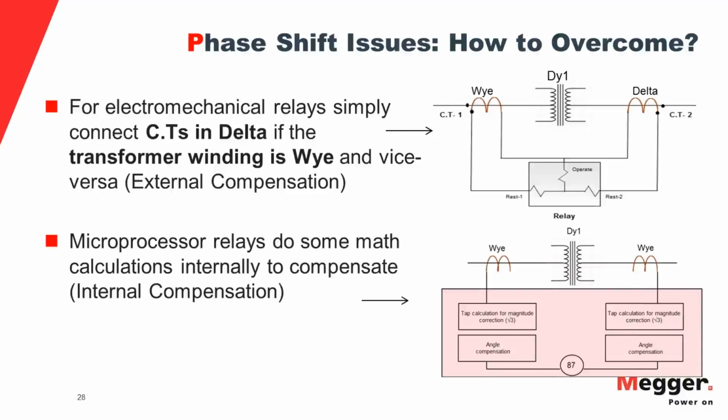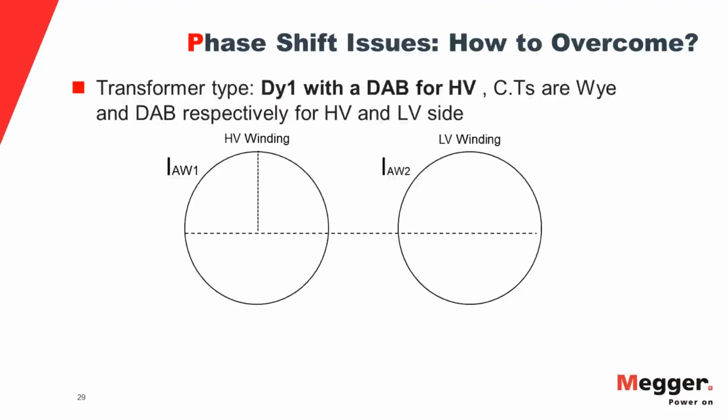So this is a single phase current, A phase current vector, coming outside the transformer winding. You can see that I have a phase shift created due to the delta Y transformer type. Now, if I have CTs which are Y and delta connected for high voltage and low voltage side respectively, I would have these vectors.